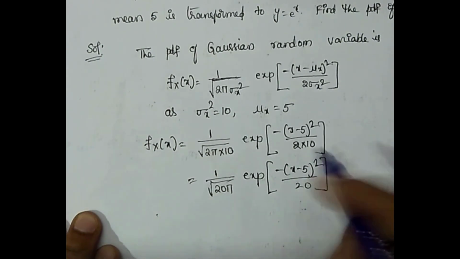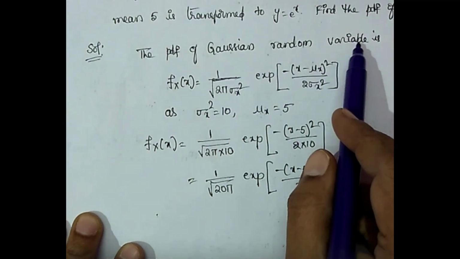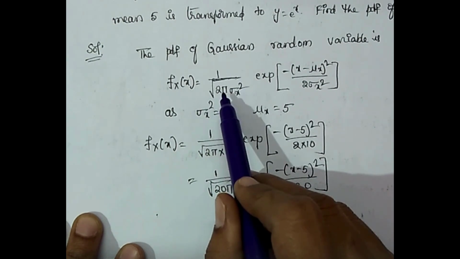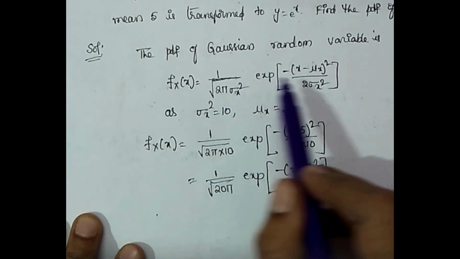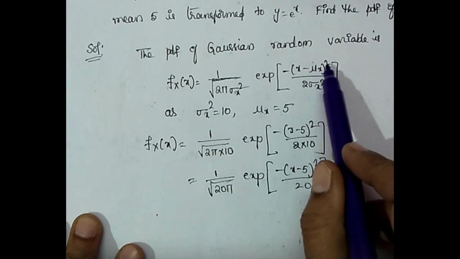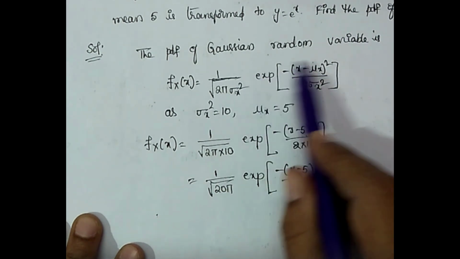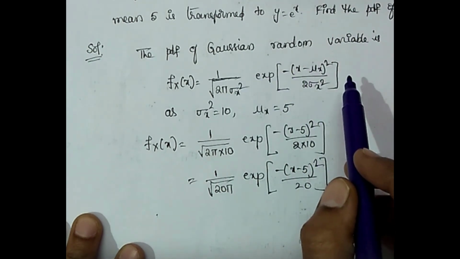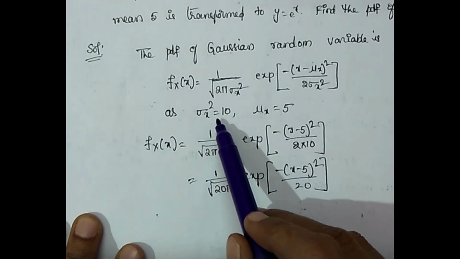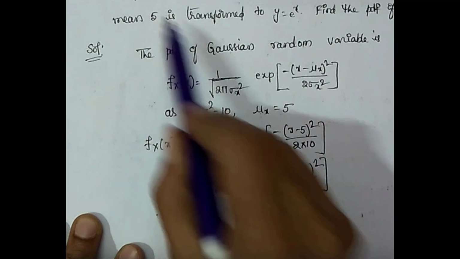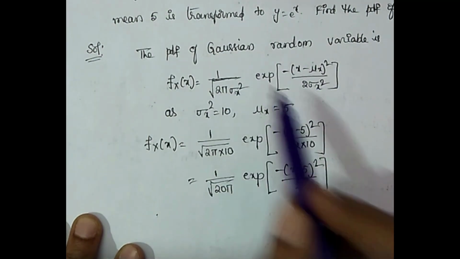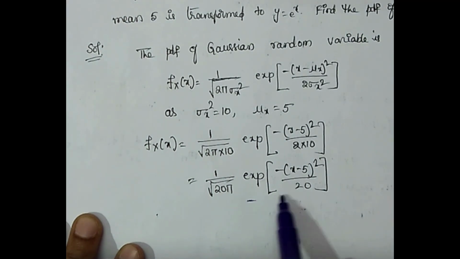Now, see here. What is the PDF of the Gaussian random variable x? We know the formula. fX of x is equal to 1 by root of 2 pi sigma x square, exponential of minus of x minus mu x whole square by 2 sigma x square. This is the fixed formula for a Gaussian random variable. So, given the variance sigma x square as 10 and the mean mu x as 5, simply you substitute 10 and 5 in this expression. You are going to get this.